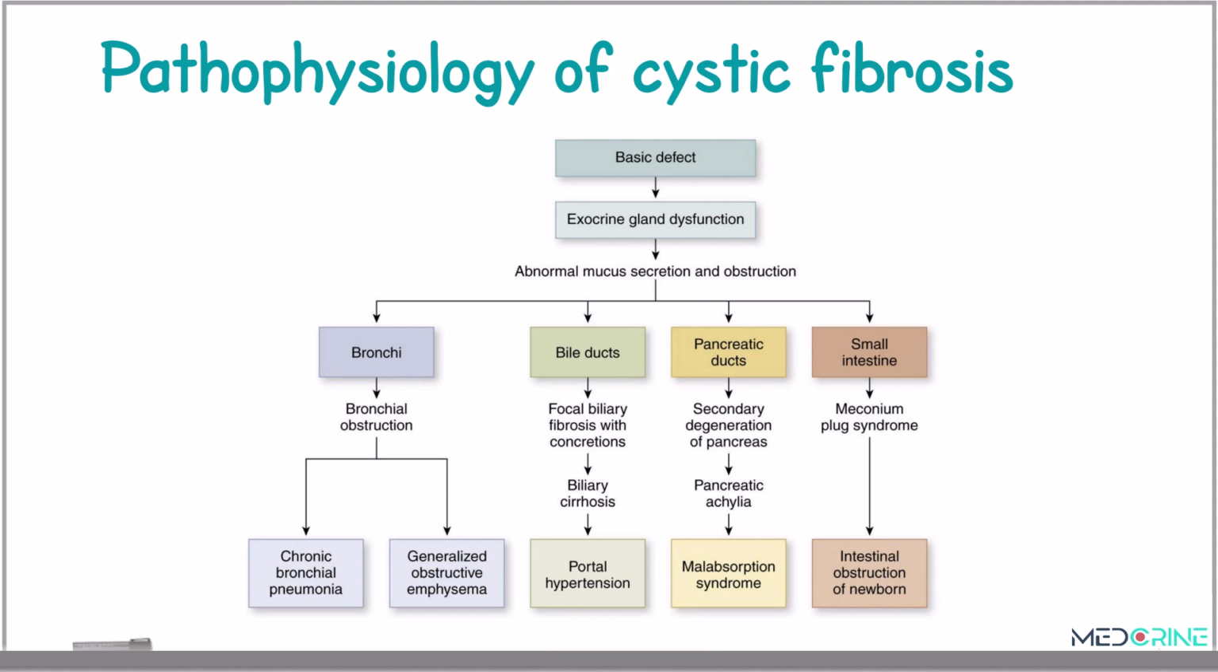In the digestive system, the bile ducts might experience focal biliary fibrosis with concretions, causing biliary cirrhosis, therefore leading to development of a portal hypertension. And the pancreatic ducts as well can be obstructed, causing a secondary degeneration of the pancreas, pancreatic achylia, and a malabsorption syndrome. We believe you remember the functions of the pancreatic juice. And lastly, in the small intestines, we can experience meconium plug syndrome, causing intestinal obstruction in newborns.